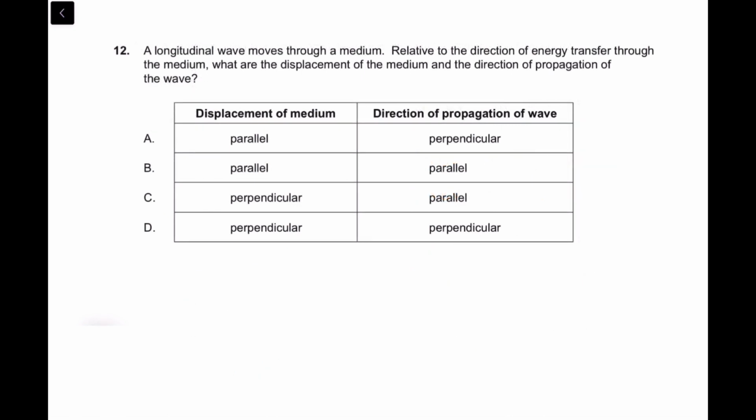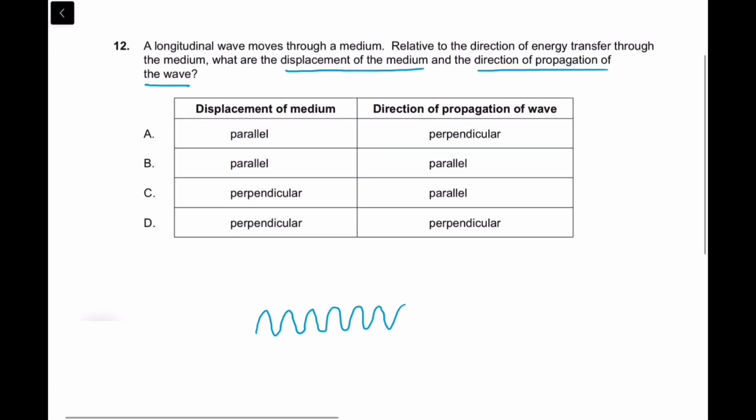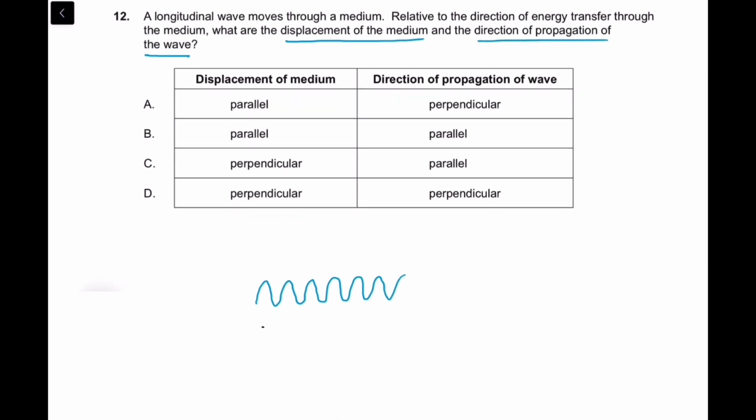So proceeding on to the next question, we have a longitudinal wave that moves through a medium. Relative to the direction of the energy transfer through the medium, what are the displacement of the medium and the direction of the propagation of the wave? Will these two be parallel or perpendicular? So suppose this is the longitudinal wave, and suppose this is the direction of the propagation of the wave.